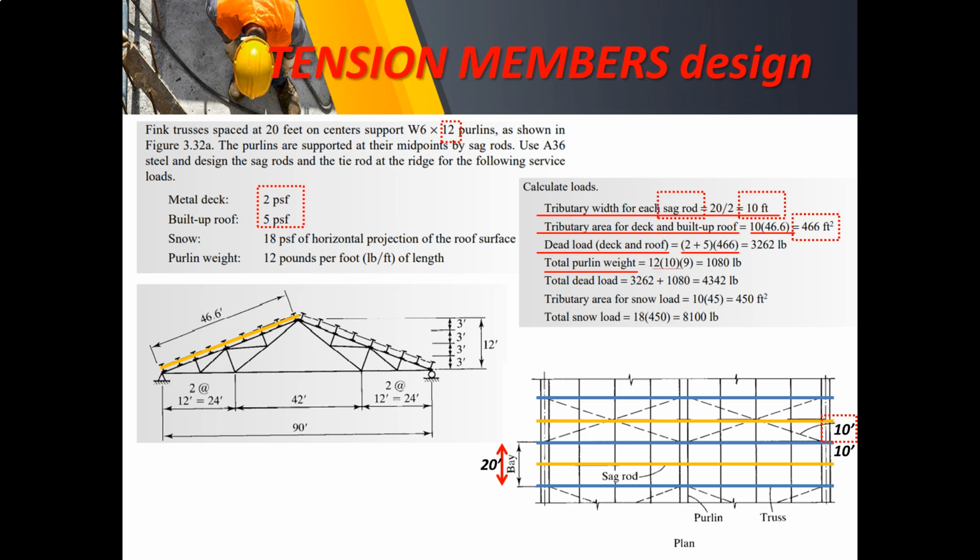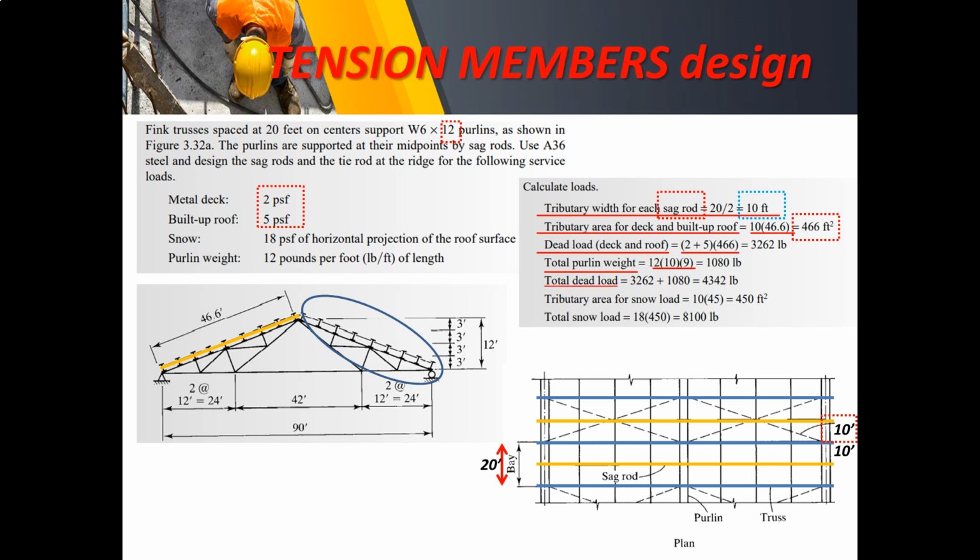So therefore, we have 12. Okay, so the purlin from the unbraced length is 10 feet, as you can see in the figure. And here we have 9 purlins on each side. So we have to multiply it by 9. Hence we come up with 1,080 pounds.